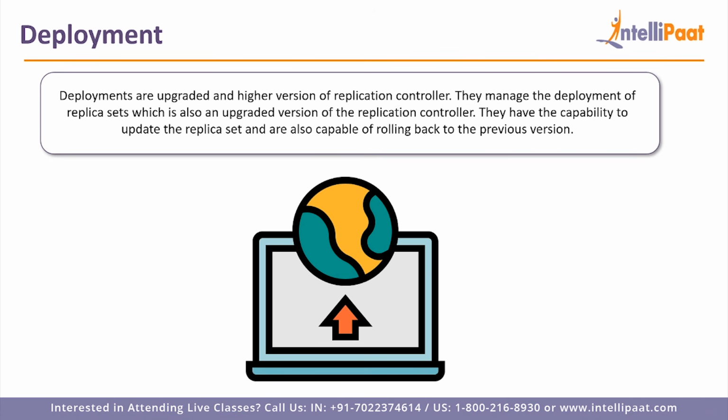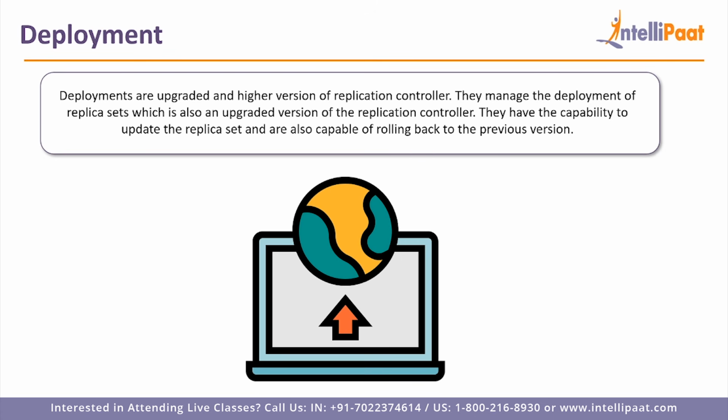So let's say I have 5 replicas. Now, these 5 replicas need to be maintained at all times. This can be done either with the help of a replication controller, which is something people use a lot. The replication controller's job is basically to create replicas of the pods. You can do that, or you can go for deployments. Deployments are basically an upgraded, higher version of the replication controller. They manage the deployment of the replica sets, which are also an upgraded version of the replication controller.